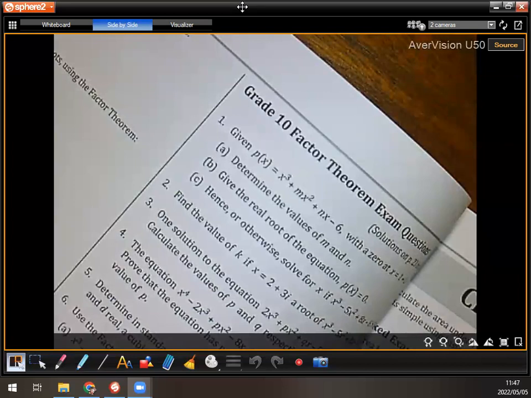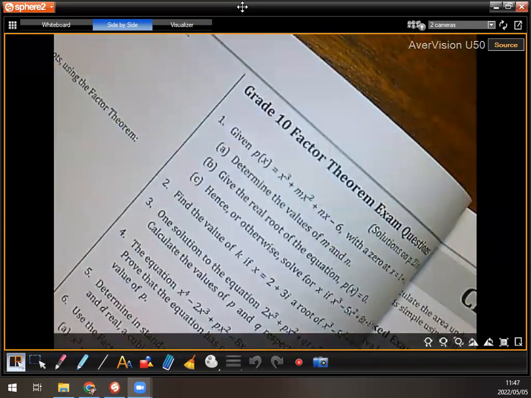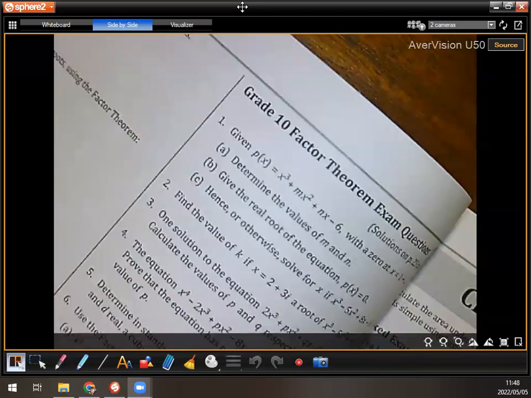So we have done factor theorem, we have done complex roots separately. Now we're putting those two together. So see if you can do that. I'll work through the first one now quickly, and then in a couple of minutes I'll put it up on the board so that you can see an example. But see if you can do it, guys. I'm sure you will be able to.